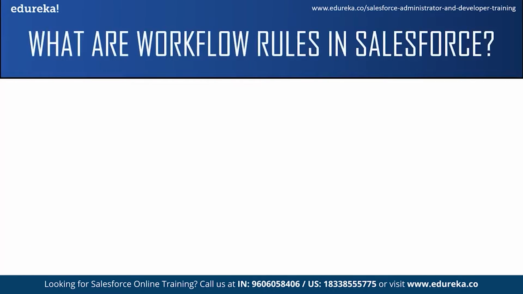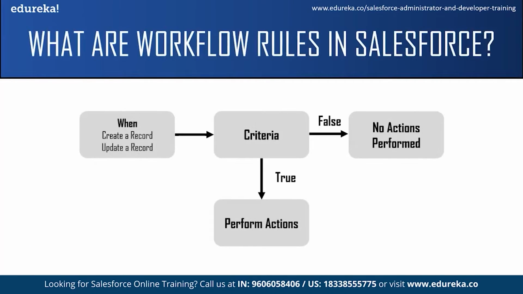Now coming back to criteria. Criteria is basically the condition that causes the workflow rules to run. Only if the condition is true, the actions are automatically performed. But if the condition is false, then the workflow rule does not apply. Next is actions. Now actions are automatic tasks which are performed after the criteria is met or when the condition is true. So I guess you have some idea about what is workflow in Salesforce.